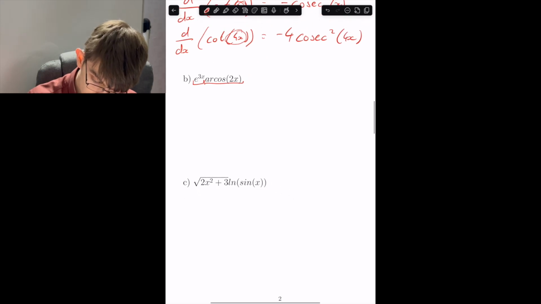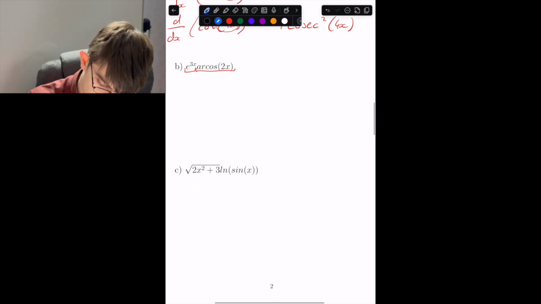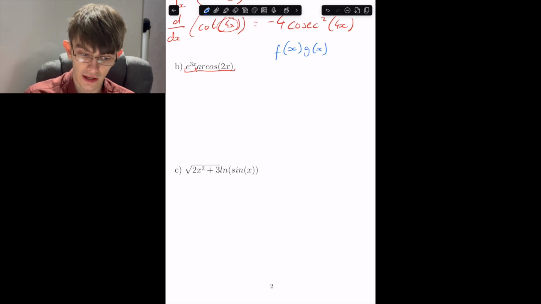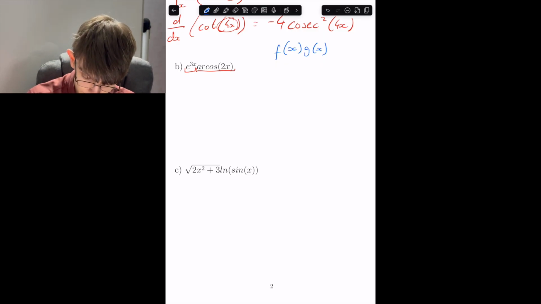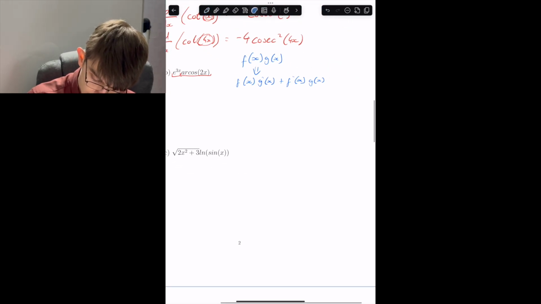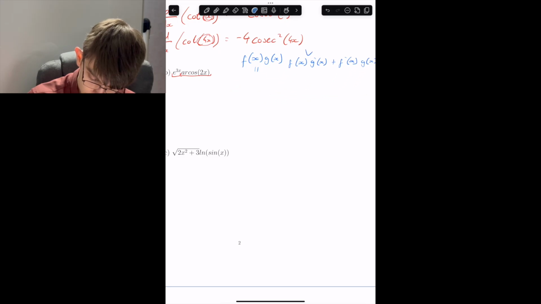As a reminder, I'll do this one in blue just so we don't get mixed up with the top. The product rule: if we want to find the derivative of f of x times g of x, it turns into f of x times g prime of x plus f prime of x times g of x. And I will just move that up and out of the way.